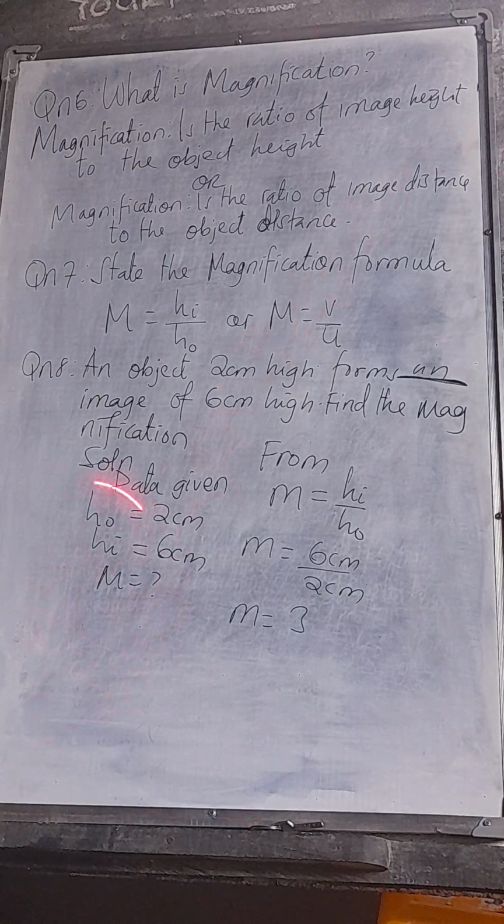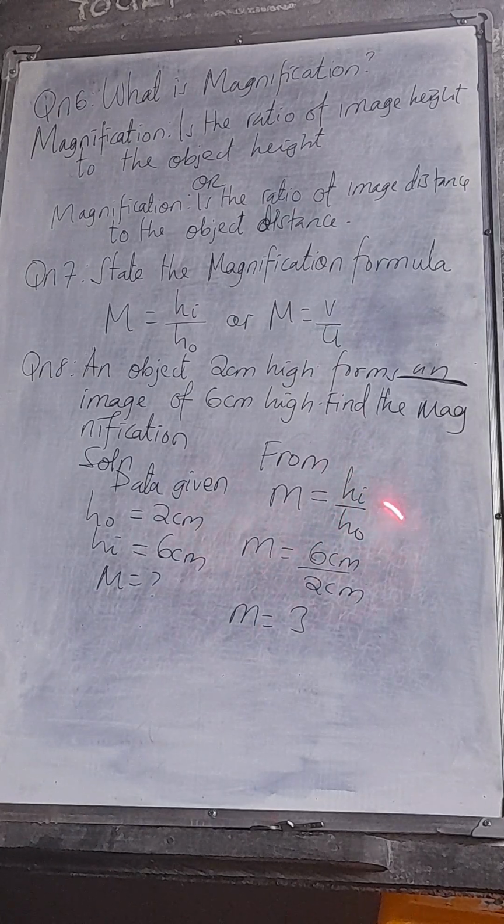What is very important in this question is to know and to identify the data which you have been given. I've been given the object height, which is 2 centimeter, and also the image height, which is 6 centimeter. What will be the magnification? So from the formula, we know magnification is equal to image height over object height.